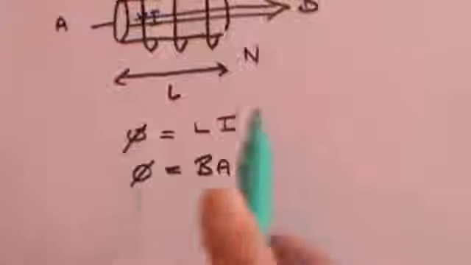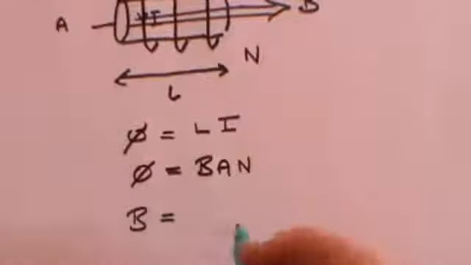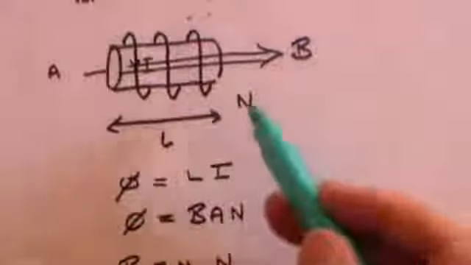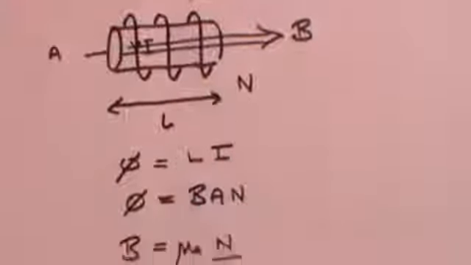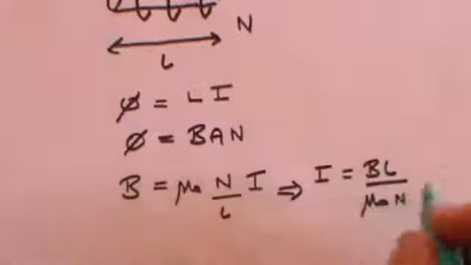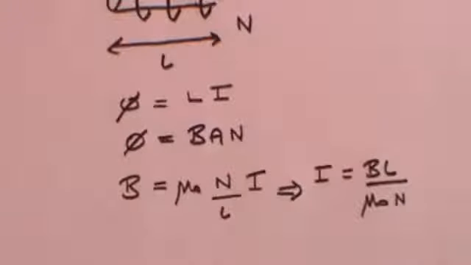And we also know that the magnetic field is equal to mu naught, which is the permeability of free space, times N over L, which is the number of turns per unit length, times the current, I. If you just rearrange that formula, the current is equal to BL divided by mu naught N. We shall need that.